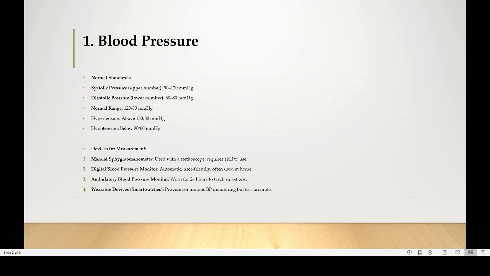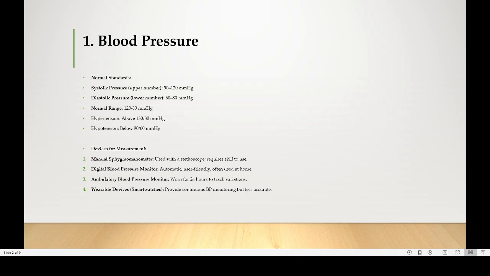The ambulatory blood pressure monitor is a different type of device. It is a slightly modified version of the digital blood pressure monitor. The advantage is that it can be carried, and this kind of device is needed by people who have constant variation in blood pressure. It can be attached to your body and will continuously give the reading, worn for 24 hours to track variation. That kind of device is known as an ambulatory blood pressure device.